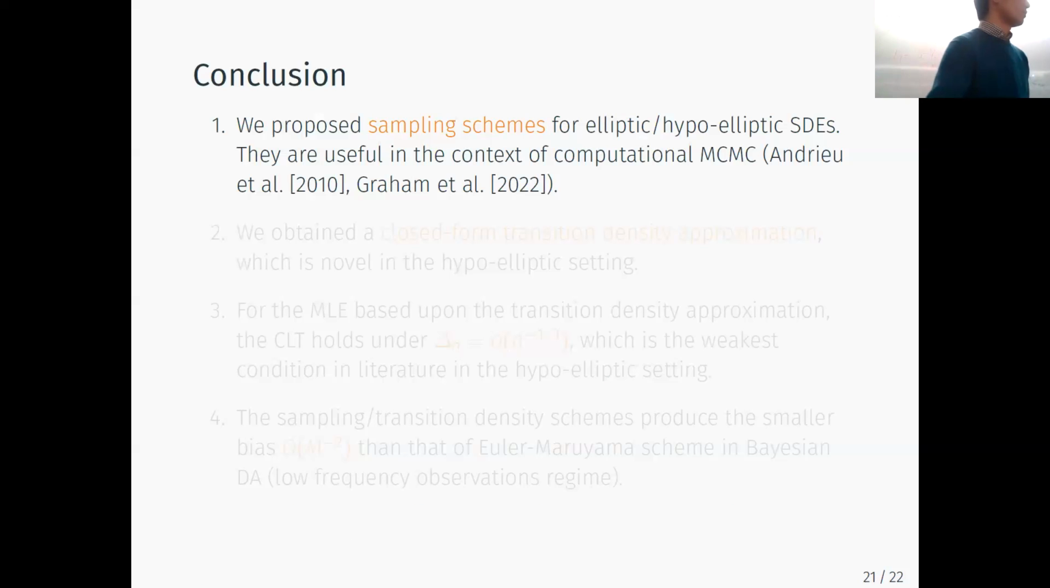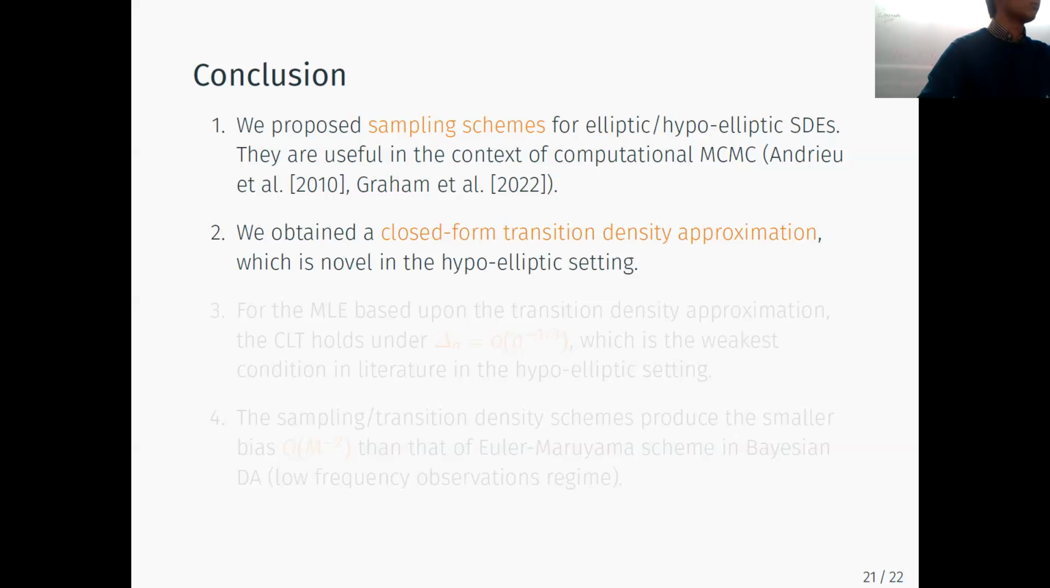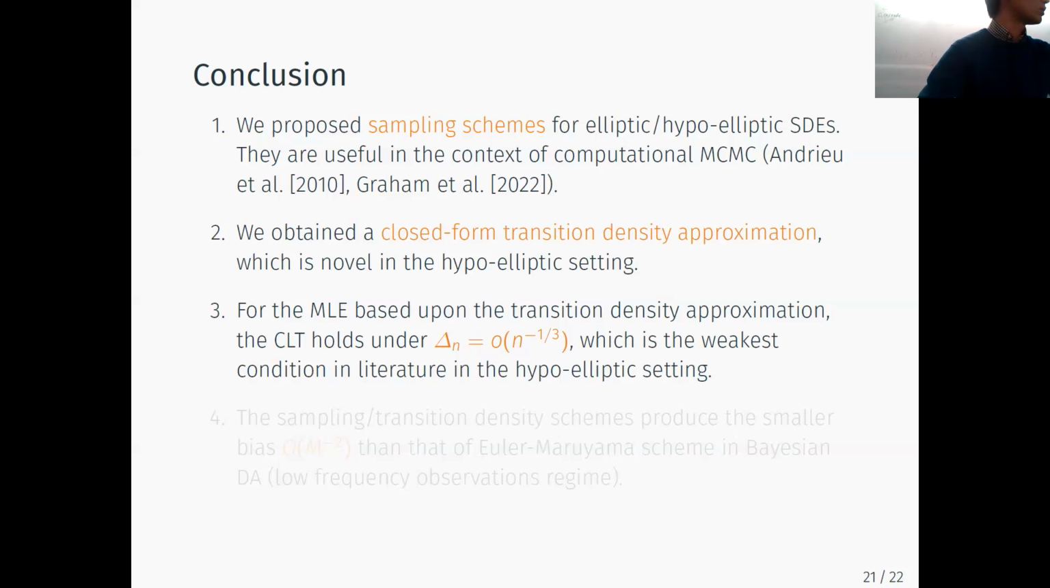So we have reached the conclusion. Firstly, we propose sampling schemes for elliptic and hypo-elliptic SDEs. Those schemes are very useful in the context of computational MCMC, where only sampling is required to do Bayesian inference. Secondly, we obtained a closed form transition density approximation that has better accuracy in the distribution sense compared with the classical Gaussian distribution. This attempt is novel in the hypo-elliptic setting. And thirdly, for the MLE based upon the transition density approximation, the CLT holds with a weaker condition on the step size. This assumption is actually the weakest condition in the literature under the hypo-elliptic setting.